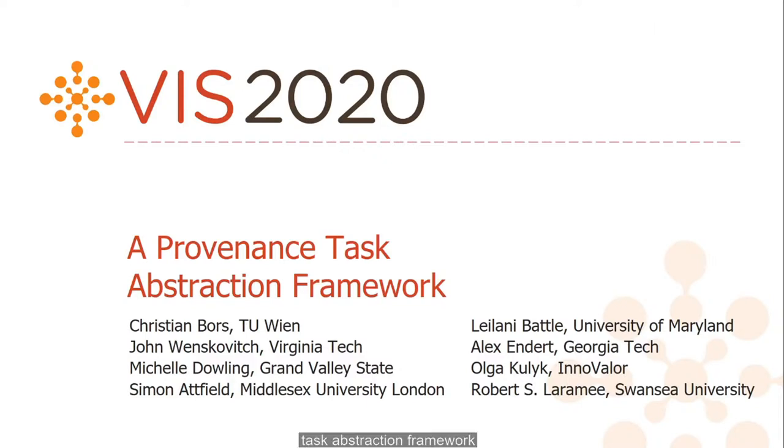A provenance task abstraction framework. In this paper, we propose a framework for addressing the problem of inferring usable task hierarchies from raw provenance information with a specific focus on visual analytics applications. In the talk, I present the general approach. Additional examples and a concluding research agenda can be found in the paper.